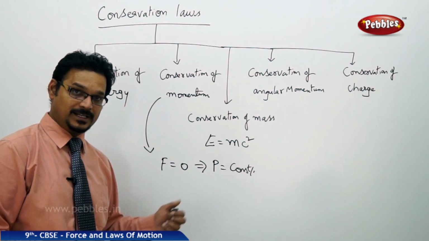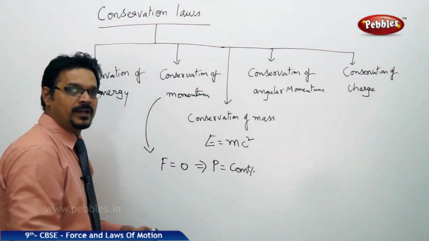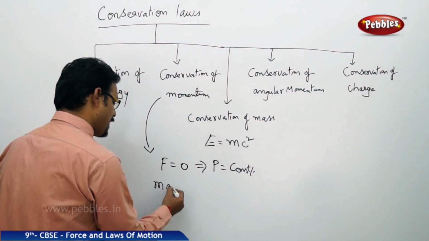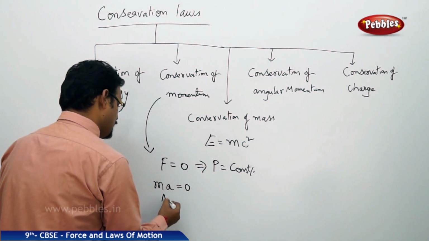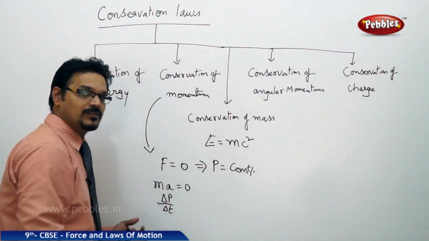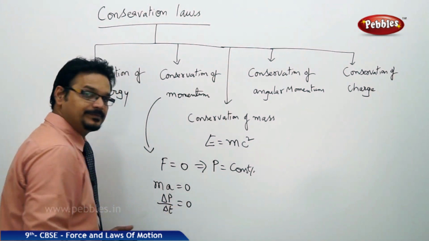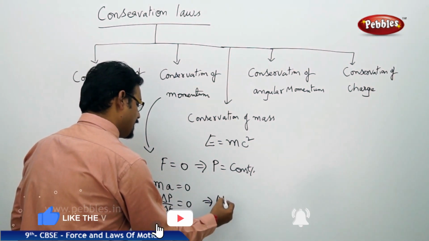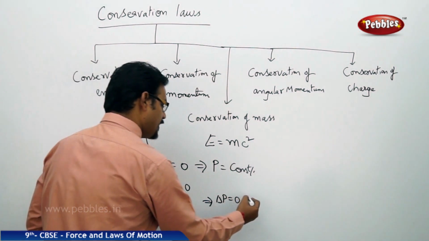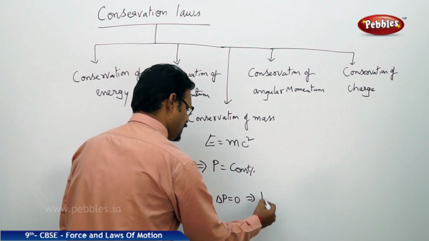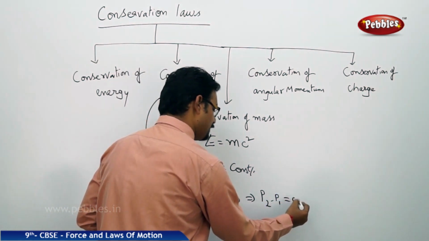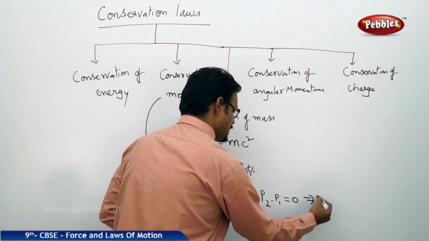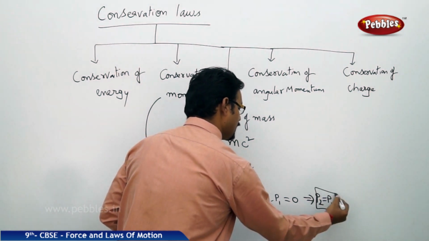How is it possible? Let me derive the formula. According to Newton's second law, you know F is ma, and ma equals 0. This ma can also be written as delta p by delta t, as we learned in the earlier class, equals 0. This implies delta p equals 0, because delta t goes to the right-hand side, multiplied by 0, it becomes 0. And you know that delta p is nothing but the change in momentum, which is p2 minus p1, final momentum minus initial momentum, which equals 0. Then you can write p2 equals p1.